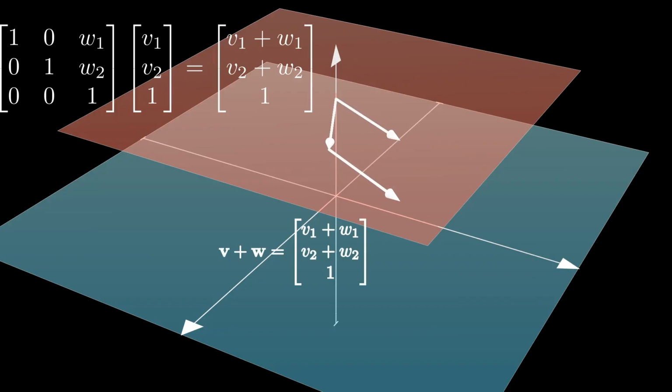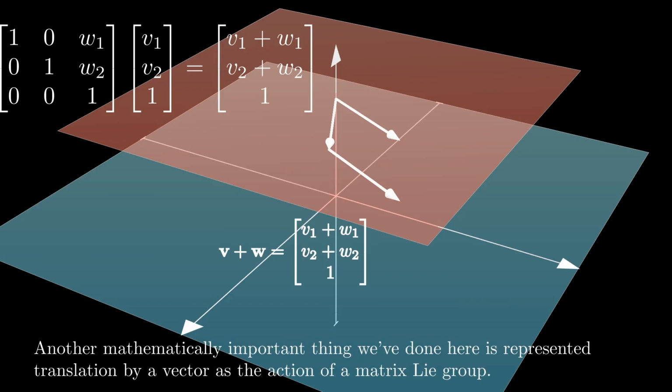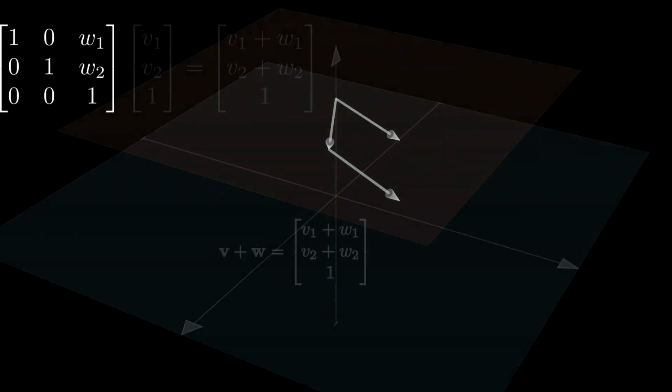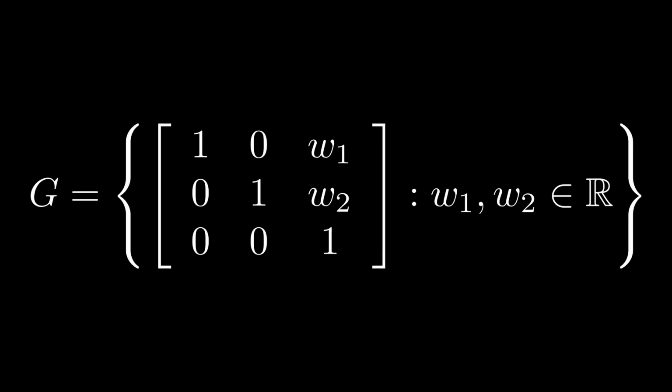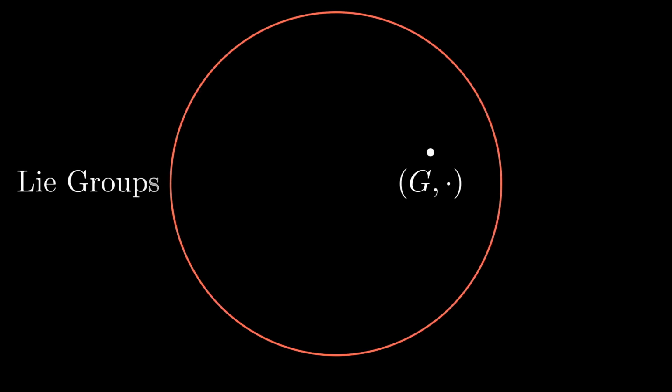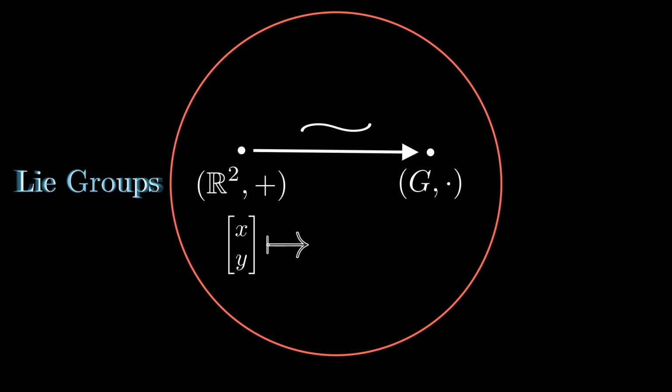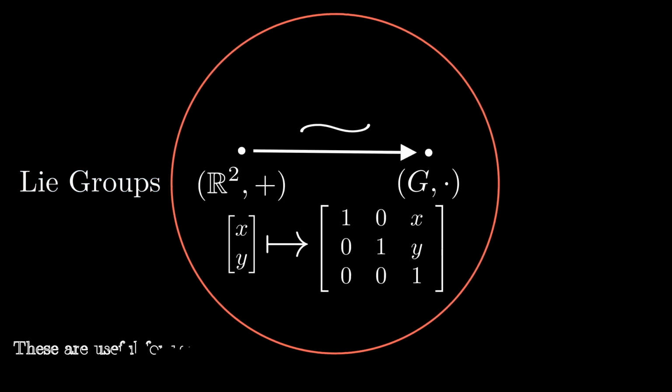There's some deeper mathematics going on here too. We've realized translation of a vector as the action of a matrix Lie group that pretty soon we'll call G. And we've actually defined an isomorphism between the Lie group of 2D vectors that we can add component-wise and the group of matrices G that we can multiply together. The matrix Lie groups are especially useful in theoretical physics and chemistry because they provide a rigorous mathematical framework to describe conservation laws.